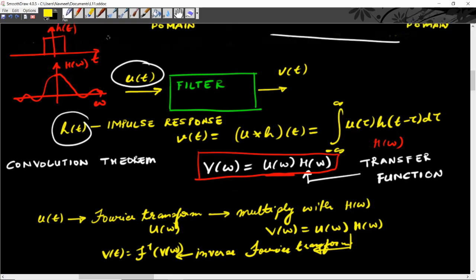Now recall that for the moving average filter, this transfer function h of omega was a sinc function, which was a real valued function in the frequency domain. So when we multiply the Fourier transform of the input signal with this real valued h of omega, that is the transfer function, in the case of the moving average filter, only the amplitude of the signal changes and there is no change in the phase of the signal. So the phase of the output and the input signals are the same if we multiply u of omega with a real valued transfer function h of omega.